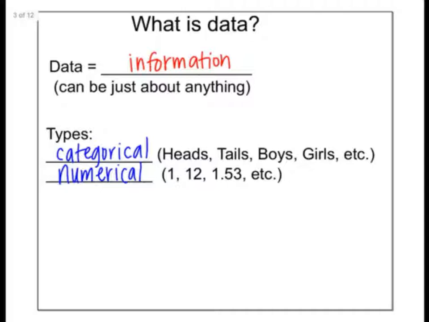So what is data? Data is simply information. So data can really be just about anything. There are two types of data that we work with. The first is categorical. So categorical data are words. So things that aren't numbers. So like heads or tails, boys or girls, things like that. Numerical is just what it sounds like. It's numbers. It can be whole numbers, it can have decimals, both work.